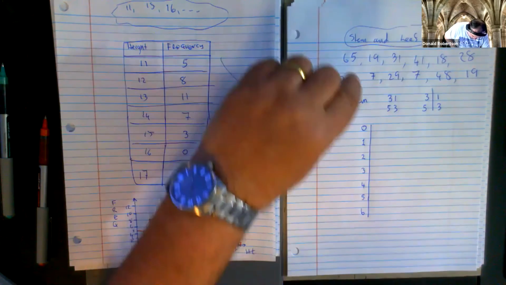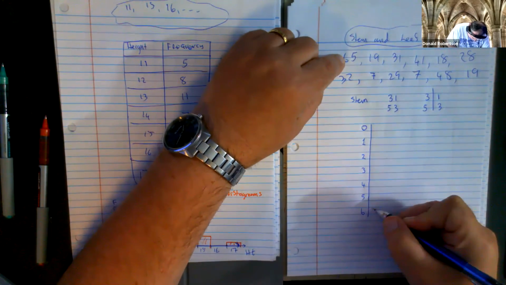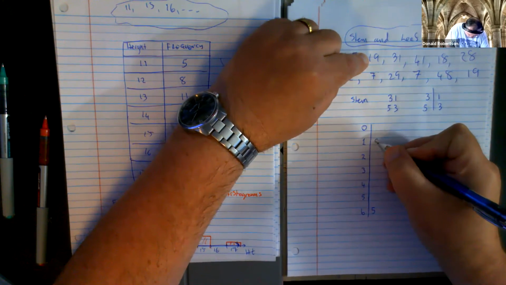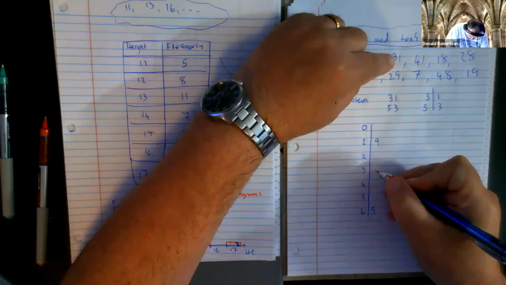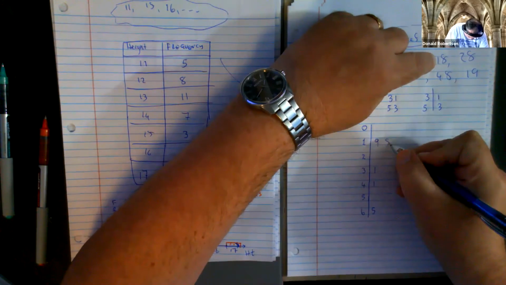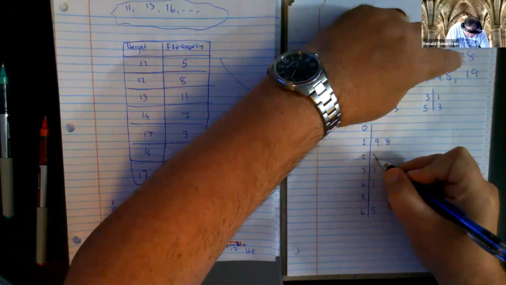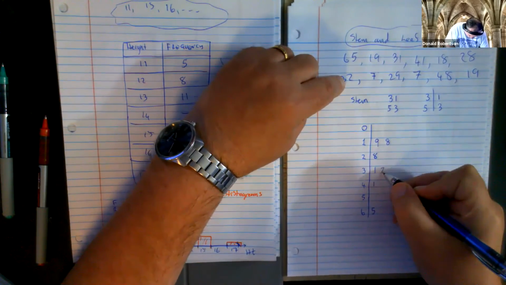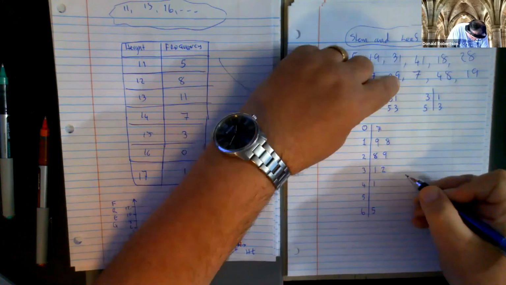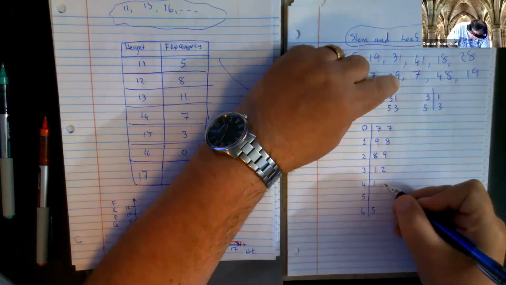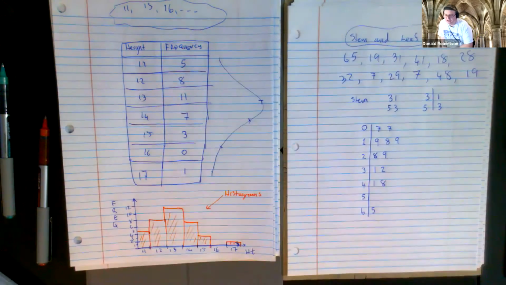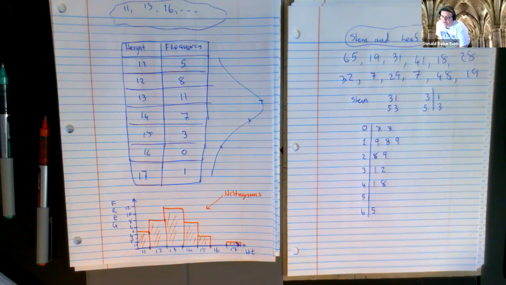So I can now go and say 65, 19, 31, 41, 18, 28, 32, 7, 29, 7, 48, and 19. And that's a stem and leaf.